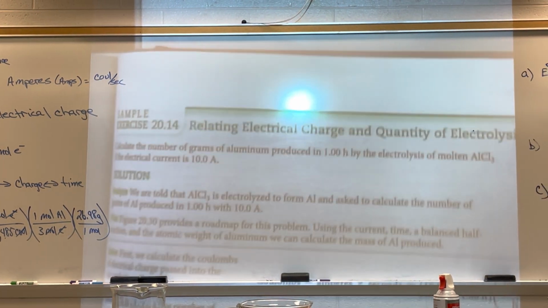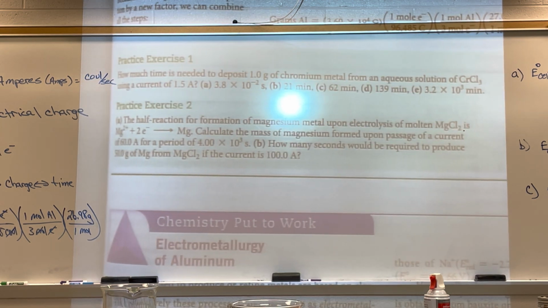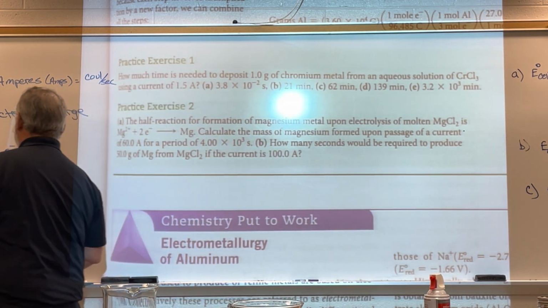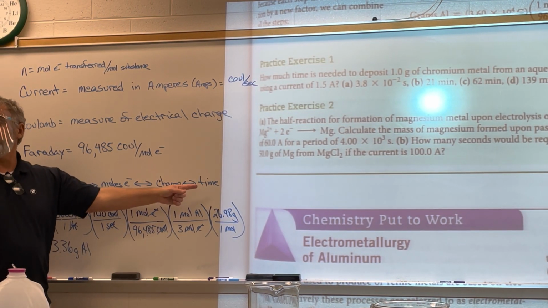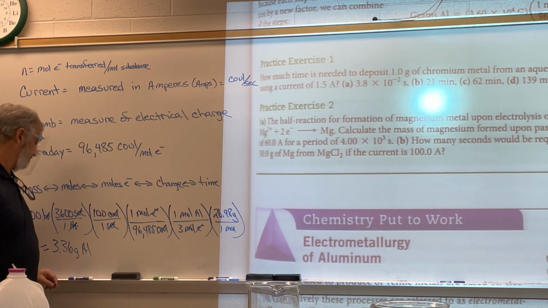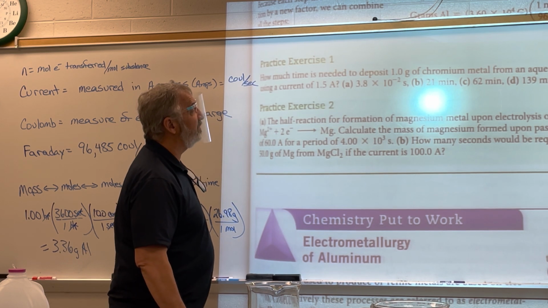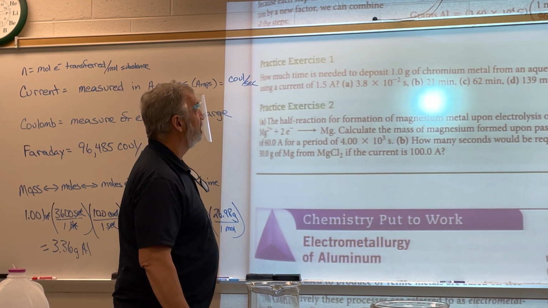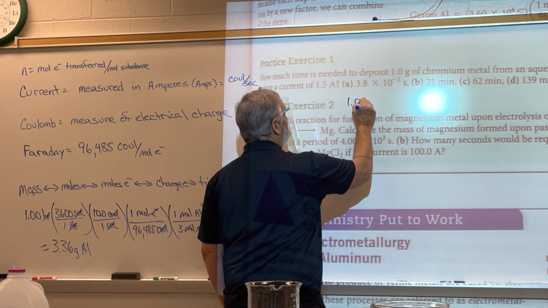I'm getting all this out of the textbook. We look at this sample problem right here. This one now asks how much time. So I'm going to go the opposite direction; everything's just going to be in reverse. How much time is needed to deposit 1 gram of chromium from an aqueous solution of chromium chloride using a current of 1.5 amps? What do I start with? 1 gram of chromium.